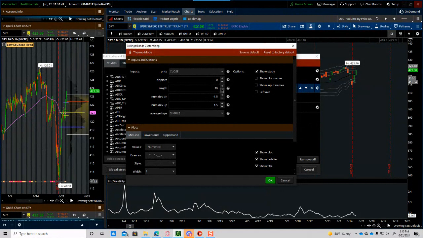Oddly enough, that's also the middle line, which is a moving average, right? It's a 20-period moving average on a daily chart. Which moving average? The simple moving average. And you can change it to exponential.